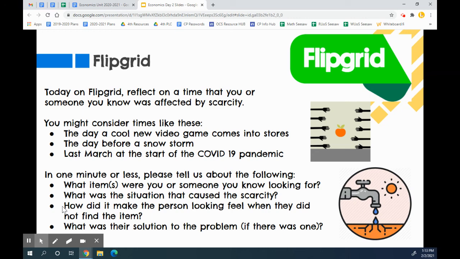So you're going to take 1 minute or less, and on Flipgrid, you're going to answer the following questions. What items or item were you or someone you know looking for? What was the situation that caused the scarcity? Was it a storm? Was it something like COVID-19? Was it that everybody wanted to buy the coolest new game? How did it make the person looking for that item feel when they couldn't find it? And finally, what was their solution if they were able to solve the problem? Sometimes when scarcity happens, we actually are not able to solve the problem. But was the person in your story able to solve it? So take a second on Flipgrid and respond to that today, and then we'll look forward to seeing you back for the next lesson.